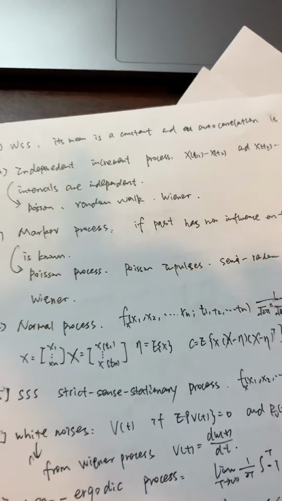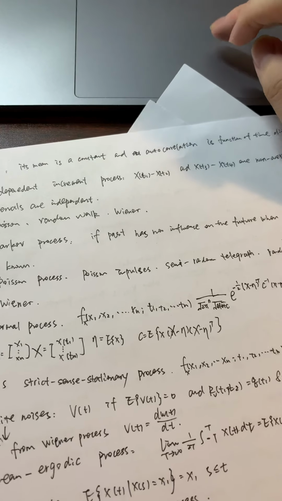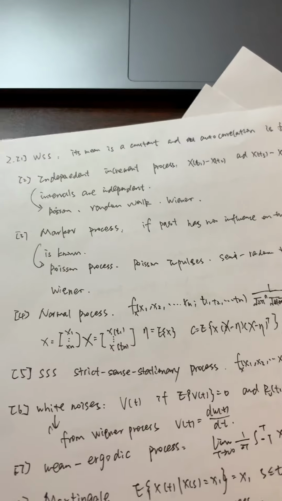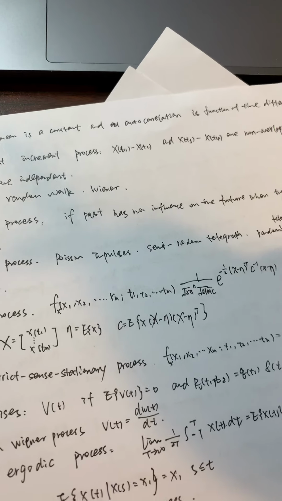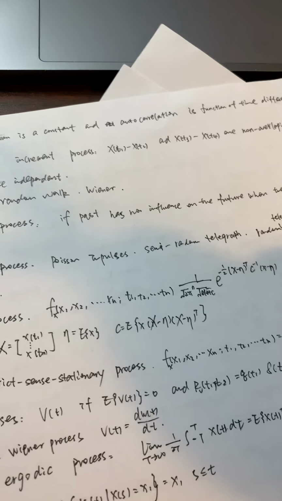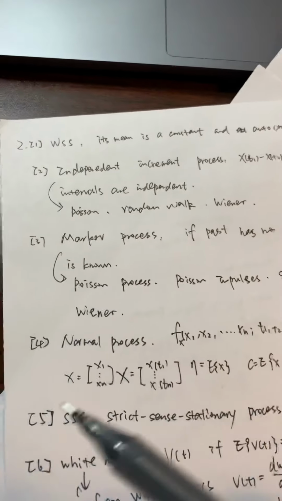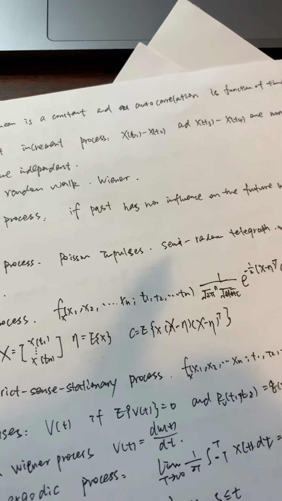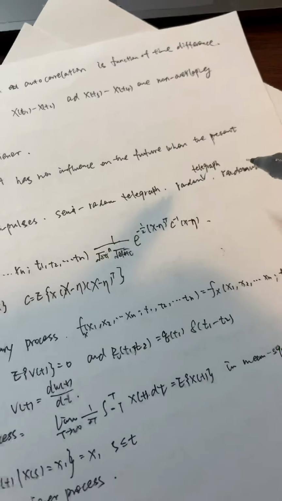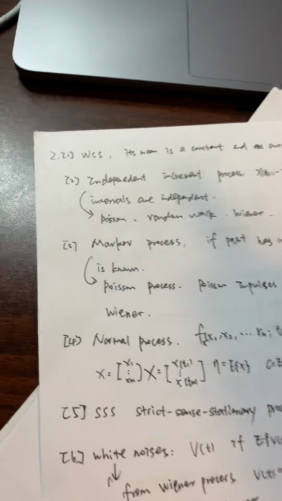Non-overlapping intervals are dependent. So the third process is a Markov process. We know that if the past has no influence on the future when the present is known, it is a Markov process. And so far we know that the Poisson process, Poisson impulse, semi-random telegraph, random walk, and Wiener are all Markov processes.